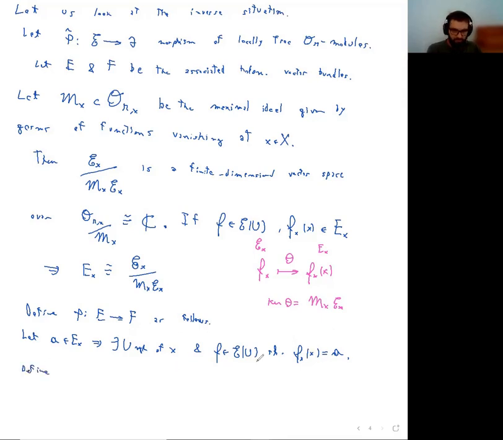And now I think it's pretty obvious how you define it. You just take the image of the section and then evaluate it at the point x. And this is an element of F_x. Okay. What maybe is not clear is that it's well defined, but it is well defined.